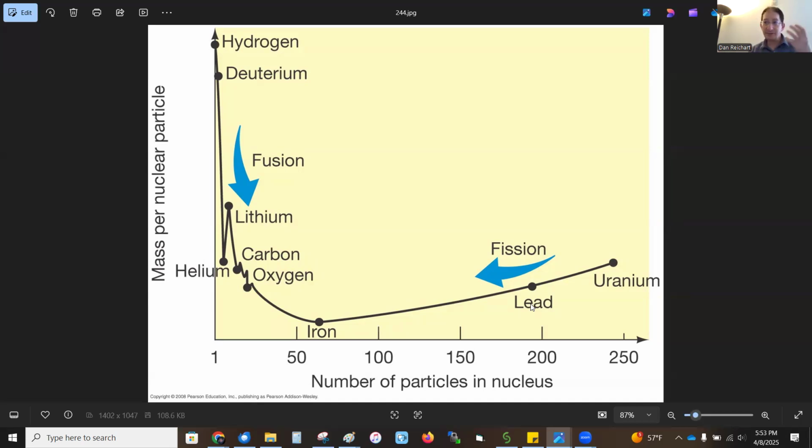For example, if you take hydrogen and convert it into helium, the helium nucleus will have a lower mass than all of the components that went into it. Some mass is being converted into energy. That's the source of the fusion energy. So coming down here, you're turning mass into energy until you get to iron.